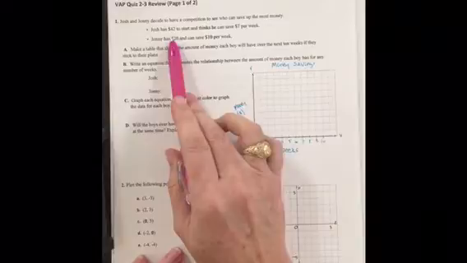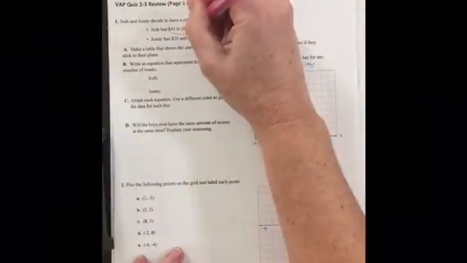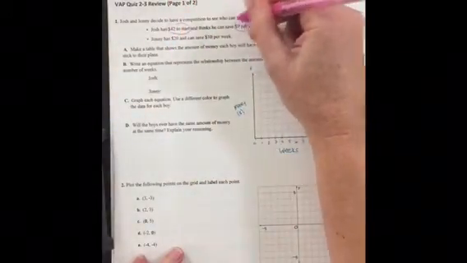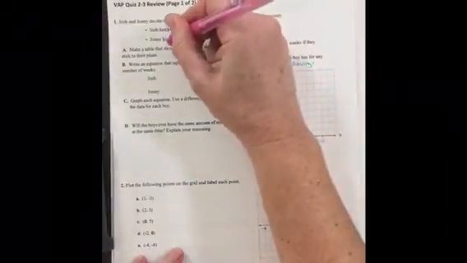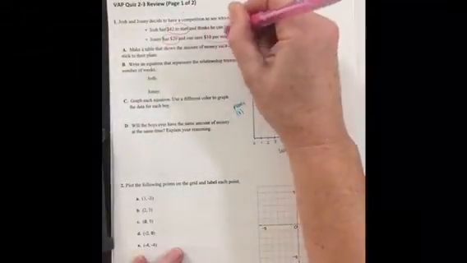All right, today I'll be going over a VAP Quiz 2-3 review. It says Josh and Johnny decided to have a competition to see who can save up the most money. Josh has $42 to start and thinks he can save $7 per week. Johnny has $20 and can save $10 per week.